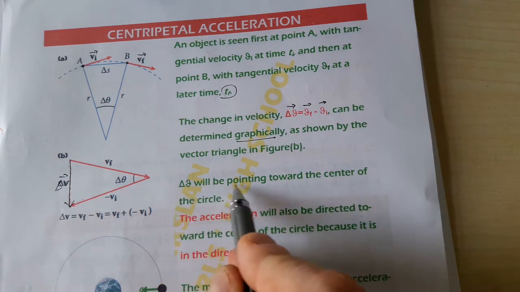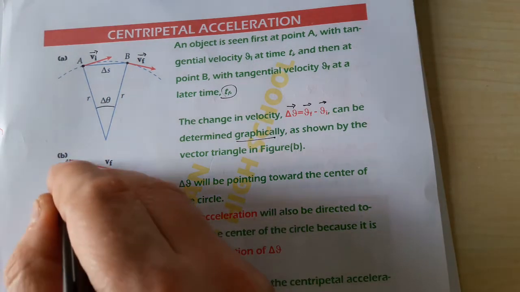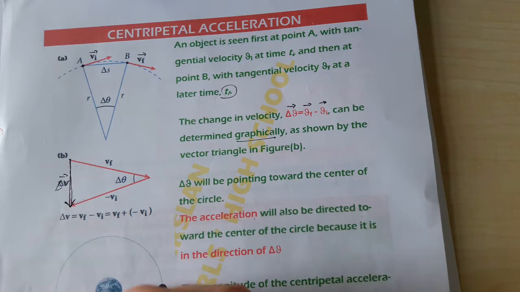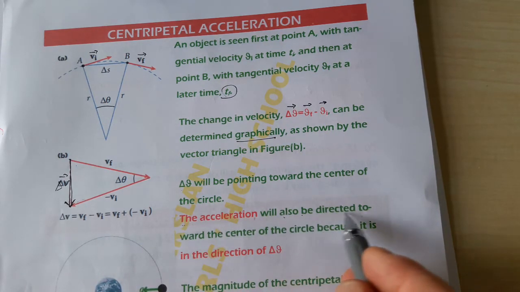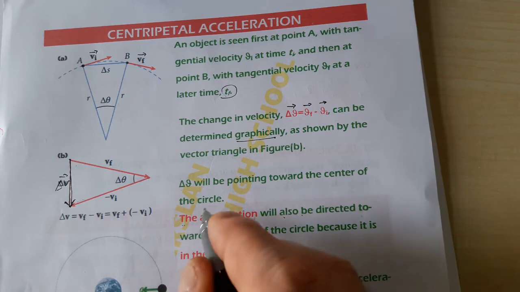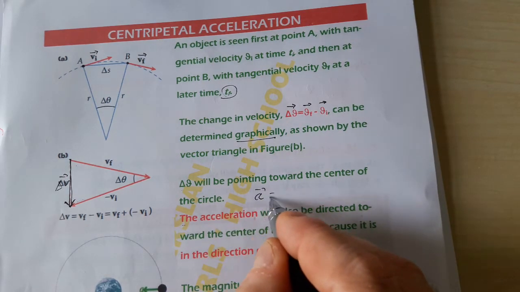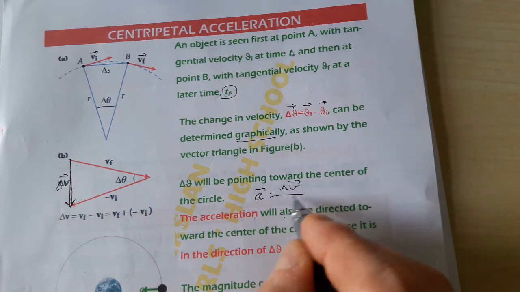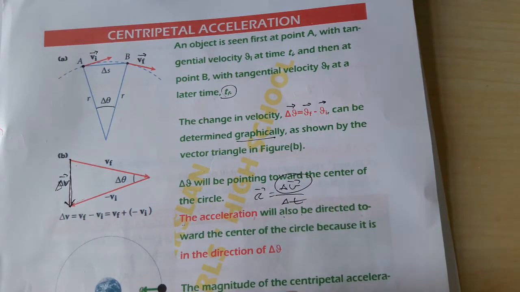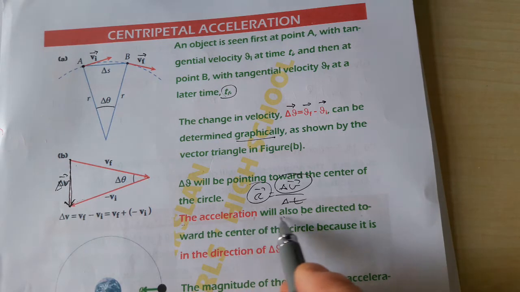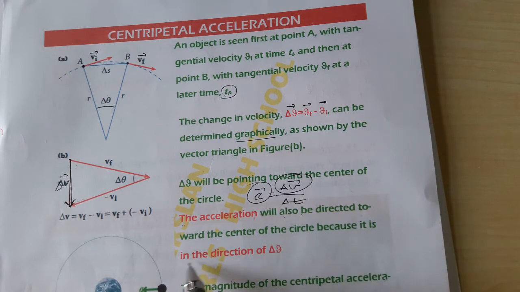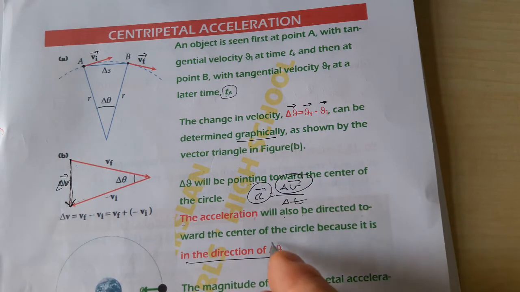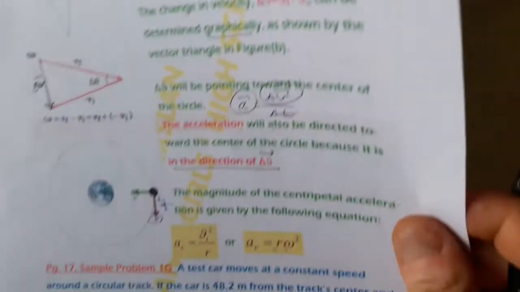So delta V will be pointing towards the center. Yes, this change in velocity, delta V, always points towards the center of the circle. The acceleration will also be directed towards the center because acceleration is in the same direction as the change in velocity. So the direction of the change in velocity and the direction of the acceleration will be the same, towards the center of the circle.